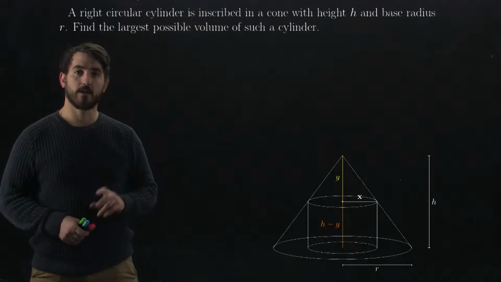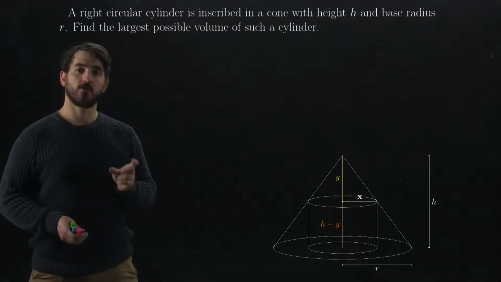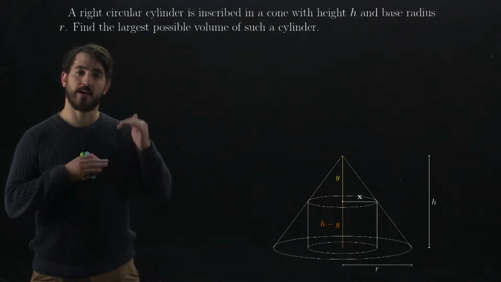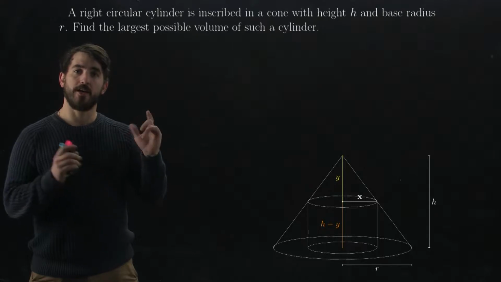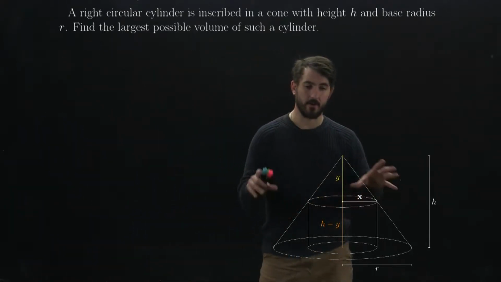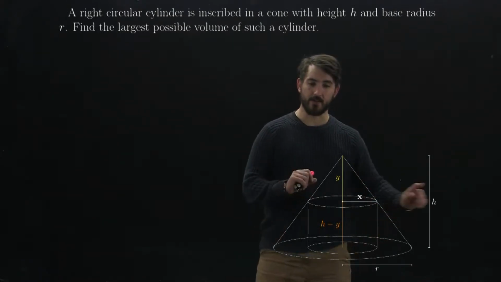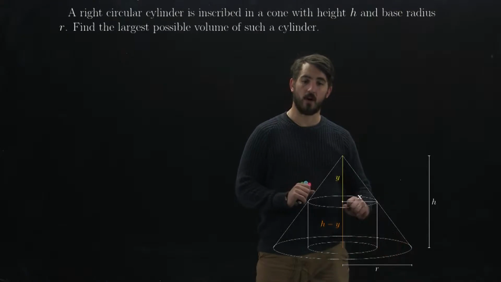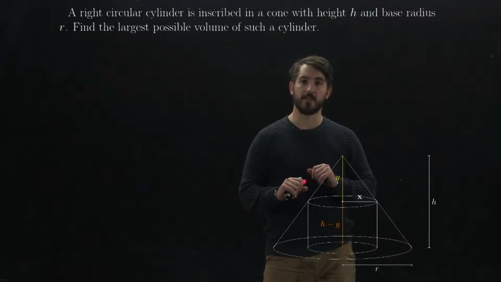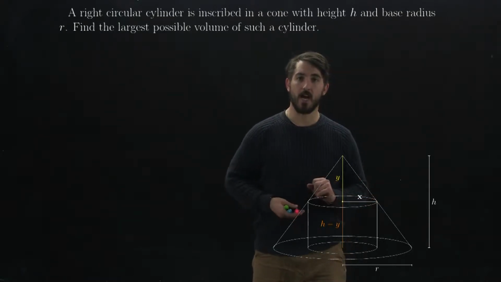Hello. Today we're going to be talking about the optimization problem where we have a right circular cylinder inscribed inside of a cone with a height of h and a radius of r. What we can see here is that figure drawn, where we have a cone with a height of h, and the radius of the cone is r. The height of the cylinder is going to be h minus y, and the radius of this cylinder is going to be x.